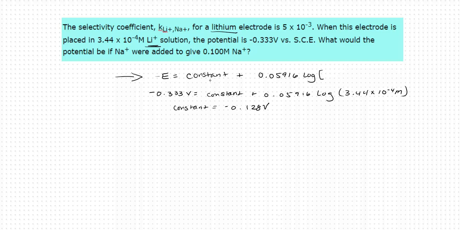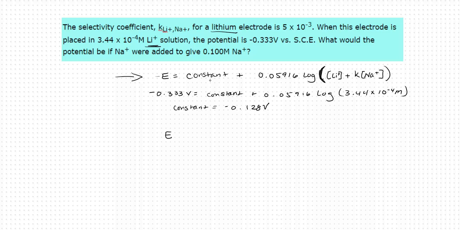Now I can use this equation again, but this time rather than just cation, it's the total cation concentration, the effective total cation concentration. So it is the sum of the concentration of the lithium plus the product of the selectivity coefficient times the concentration of the sodium. So it's the effective concentration of those ions.